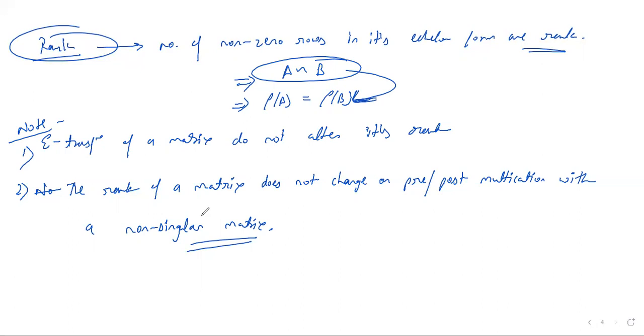So this is the rank concept with respect to the echelon form. We can easily find the rank by reducing a matrix to its echelon form, and the number of non-zero rows in its echelon form is the rank. Now let's see the normal form of a matrix.